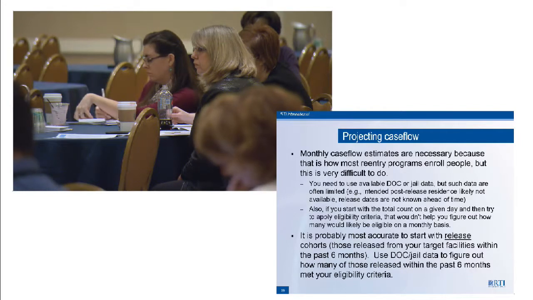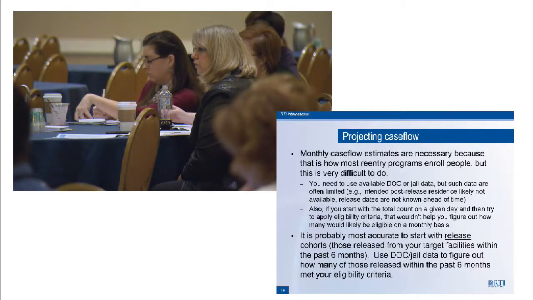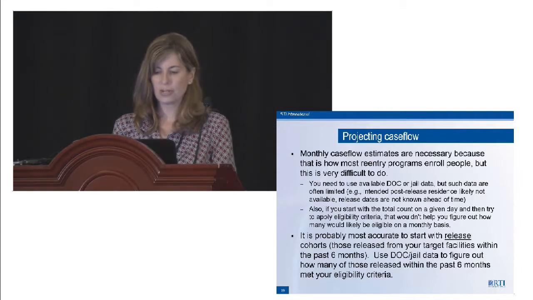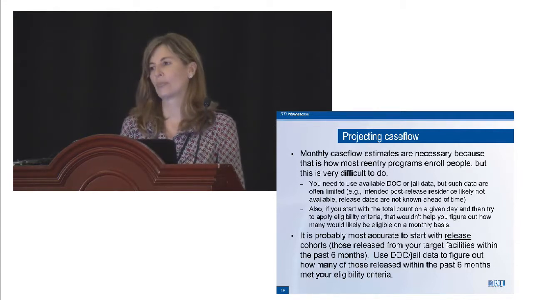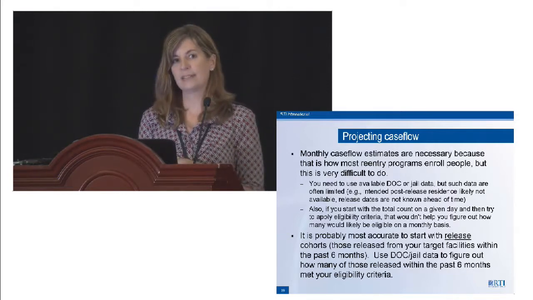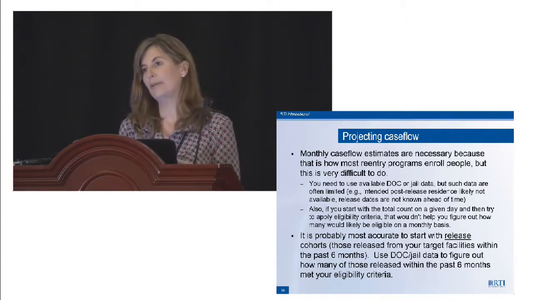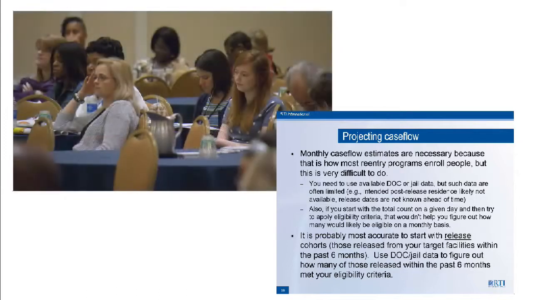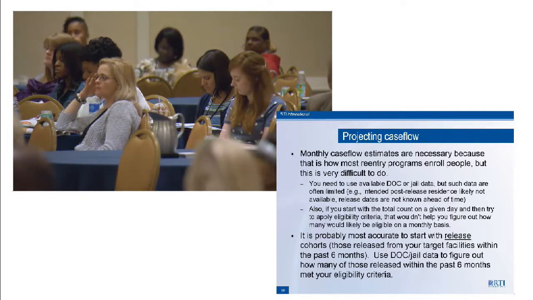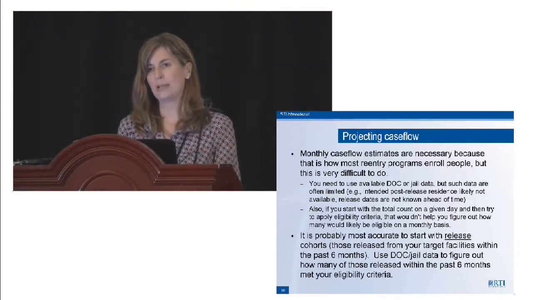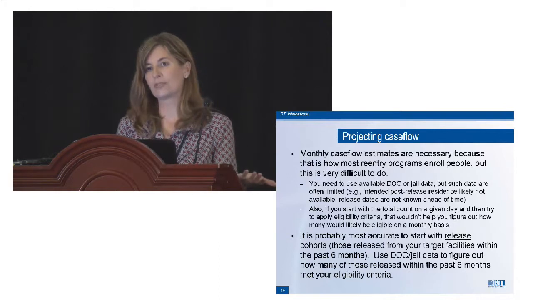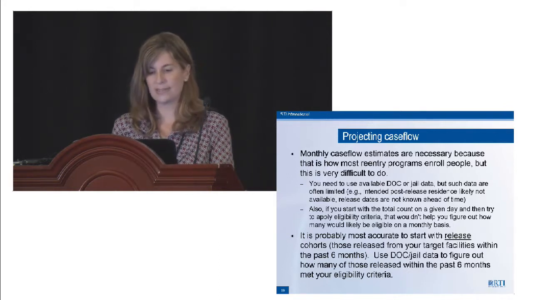When projecting case flow, you'll want to use available administrative data, although we recognize that these data are often limited. In terms of the best way to go about this, one consideration is to start with looking at release cohorts. If you're intending to serve people released from a specific number of facilities, then you would want to calculate how many people have actually been released from those facilities within, say, the past 6 months, and then use available data to figure out how many of those people released would have met your eligibility criteria. That's some indication of how many people you might find available to be enrolled in your program on a monthly basis. And that's typically how most reentry programs work. You're usually enrolling people on a monthly basis.